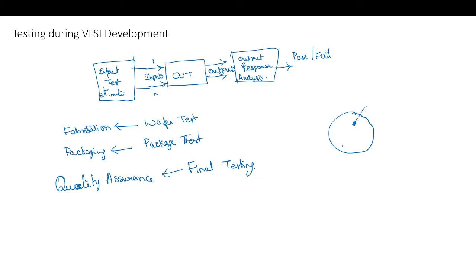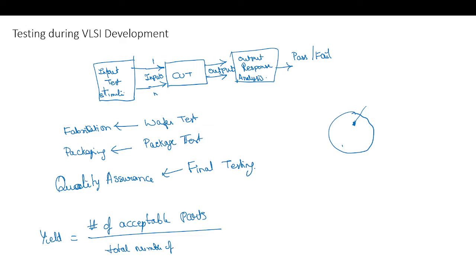So testing is performed at each and every step. We have something called yield. Yield is the number of acceptable parts divided by the total number of parts. That's it. The yield loss can be of two types, due to random defects or process variations. So with this, I think we can go to the fault model.